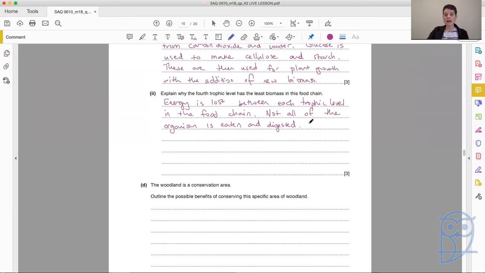Okay? We also have energy loss. That zebra is living for a while before that lion eats it. And it's warm, it's losing energy through heat. It is losing energy through movement in trying to run away from the lion. And that zebra has also lost energy through excretion. So, energy is lost through heat, movement, and excretion.